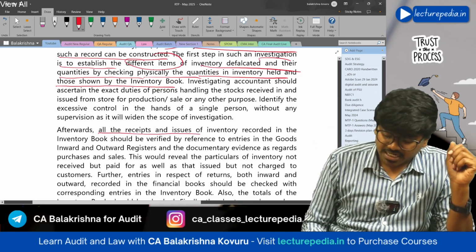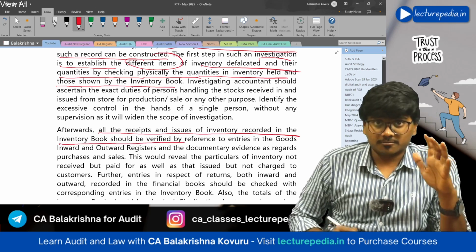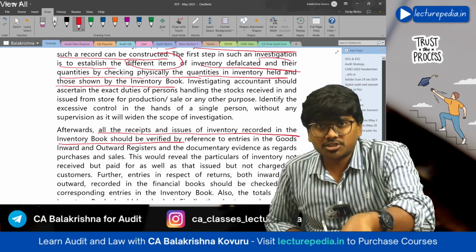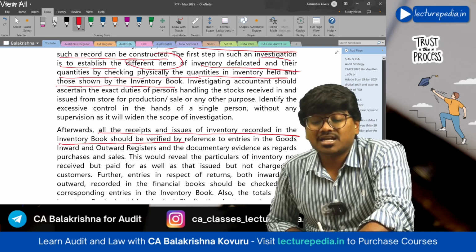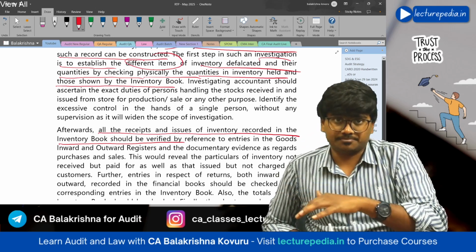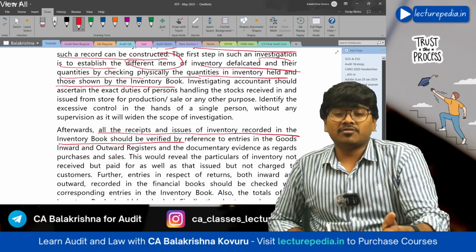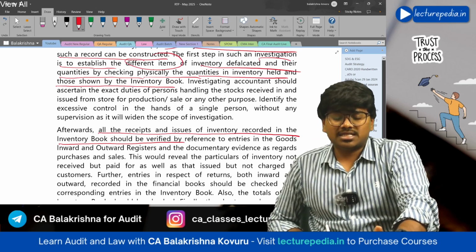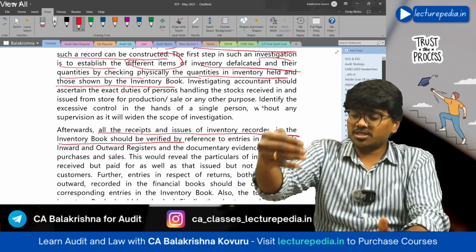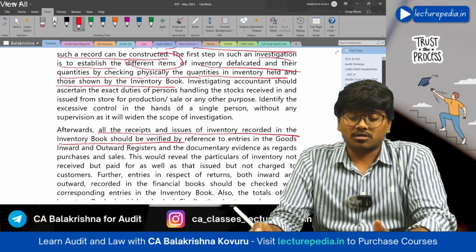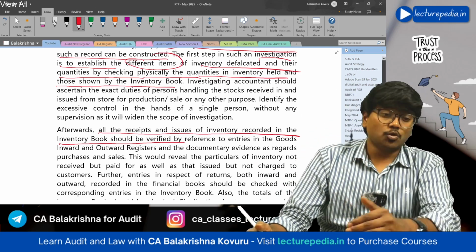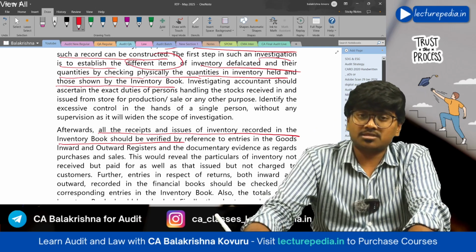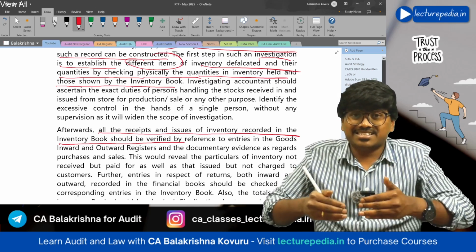Afterwards, all receipts and issues of inventory recorded in the inventory book should be verified. Now he has identified in which category of inventory there is a shortage. For that category he will go in depth. That means he will take the inwards register and verify whether the stock shown in the inward register has also been shown in the books of accounts as purchases or not. He will also verify the outward register and see whether inventory shown in the outward register has also been entered into sales or not. This way he will verify in detail.